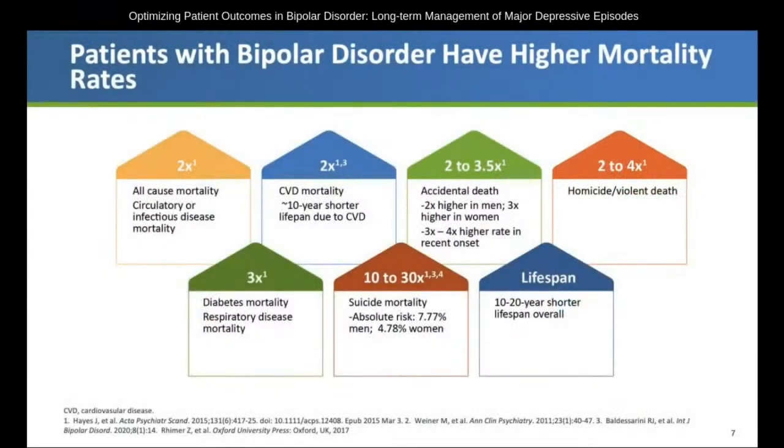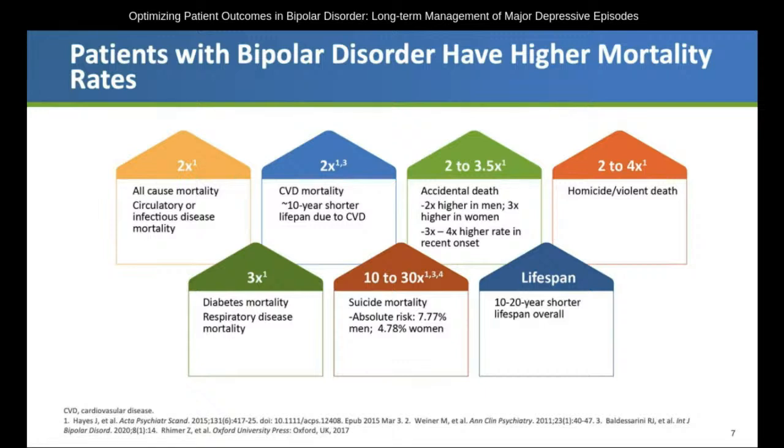There's been a lot of talks about this recently. My friend Roger McIntyre has done a very nice job of getting this message out. Bipolar patients in general have higher mortality rates. So, this is a little bit small, but you can see here all-cause increase in mortality is 2 times. That's circulatory or infectious disease. But you also can see that cardiovascular, 10-year shorter lifespan. Accidental death is much higher. Homicide and violence also higher. Diabetes, which can go along with the cardiovascular, quite a bit higher. And suicide is 10 to 30 times.